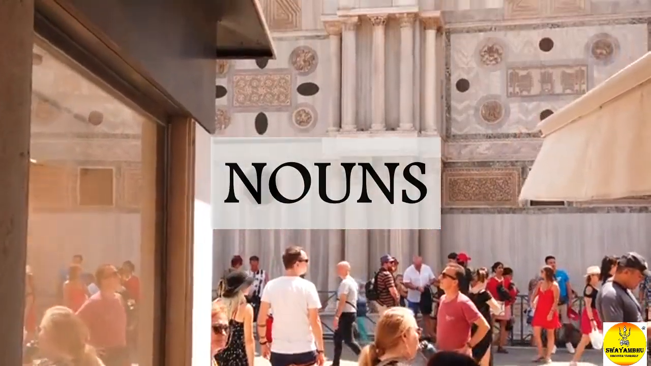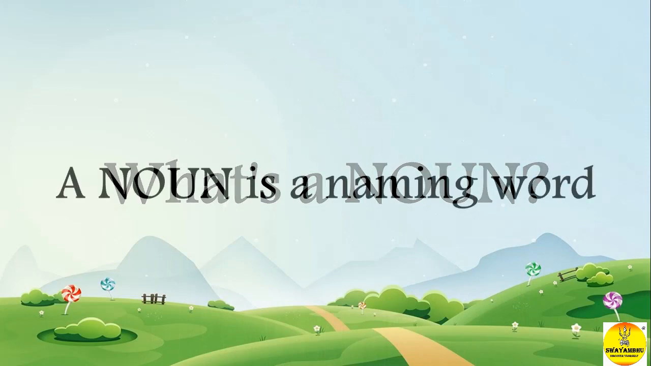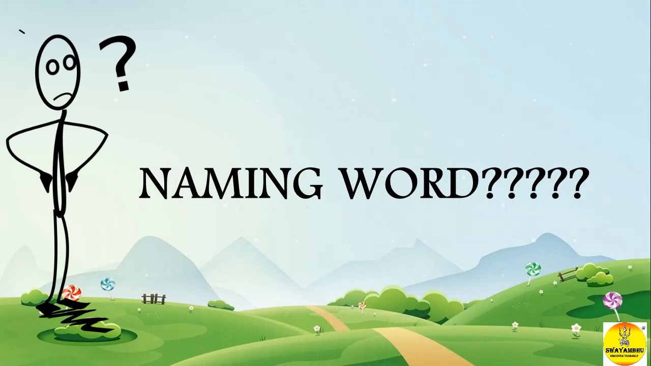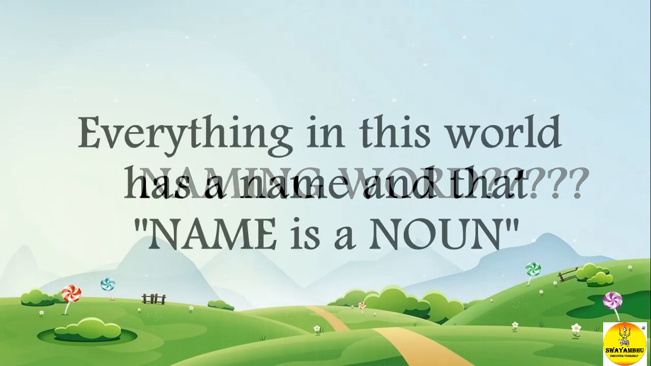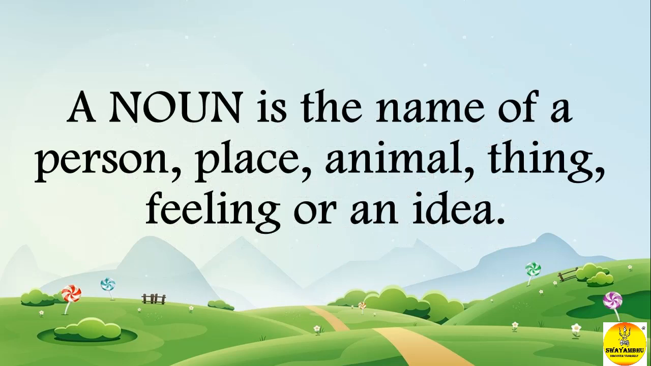The first part of speech, Mr. Noun. So, what's a noun? A noun is a naming word. A naming word. What do you mean by that? Well, everything in this world has a name, and that name is a noun. A noun is the name of a person, place, animal, thing, feeling, or an idea.